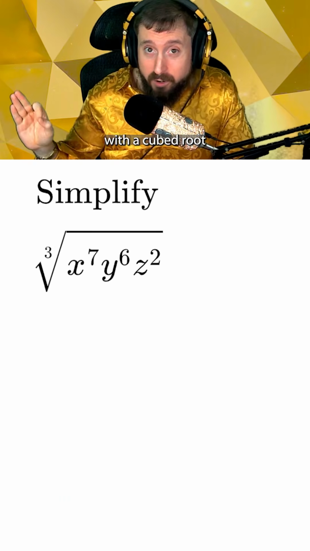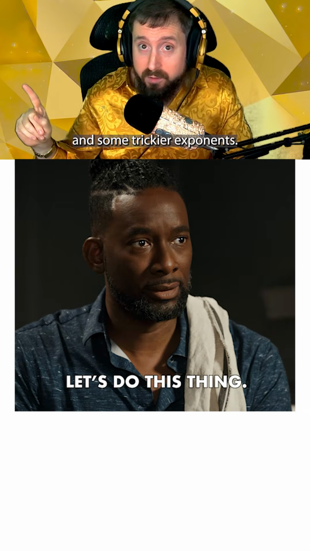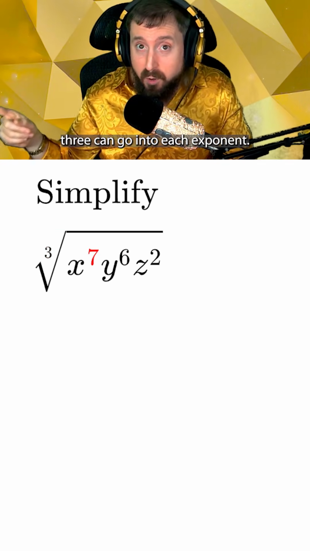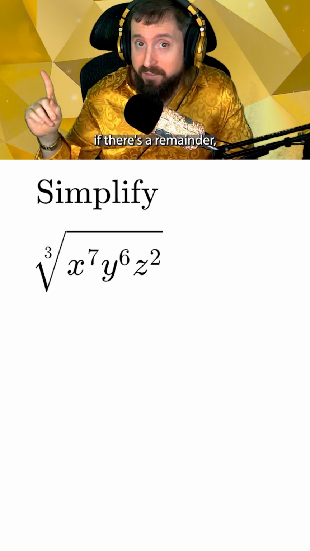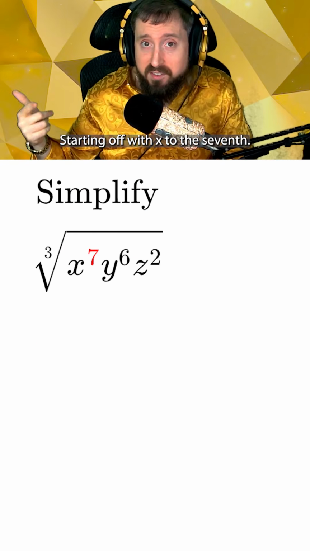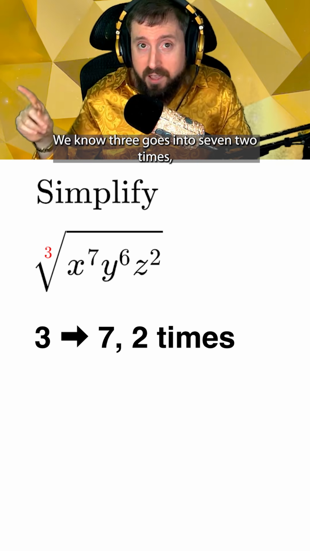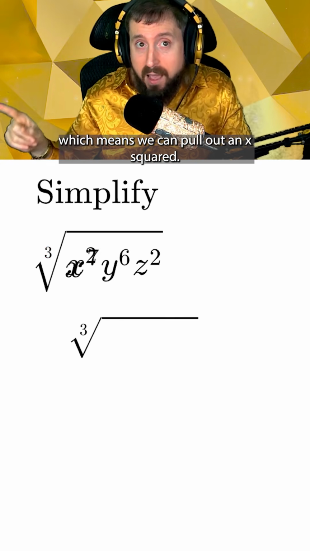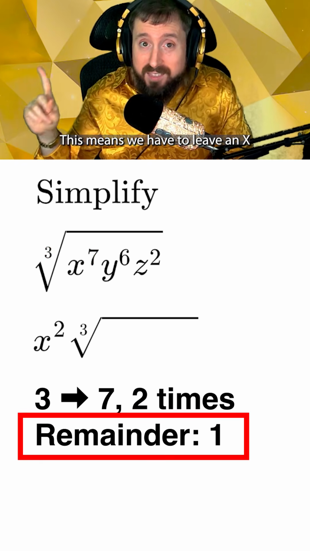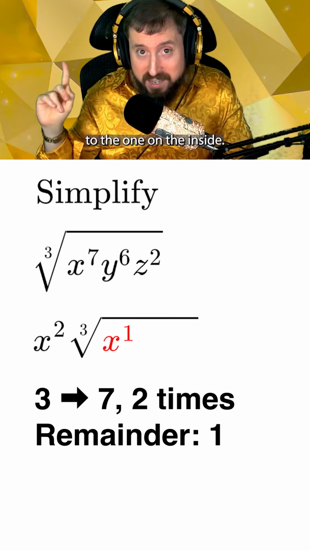Now let's make things harder with a cubed root and some trickier exponents. Here we're going to use the same strategy to see how many times 3 can go into each exponent. However, this time if there's a remainder, that means we have to leave it inside the house. Starting off with x to the 7th, we know 3 goes into 7 2 times, which means we can pull out an x squared. But because the remainder of 3 into 7 is 1, this means we have to leave an x to the 1 on the inside.